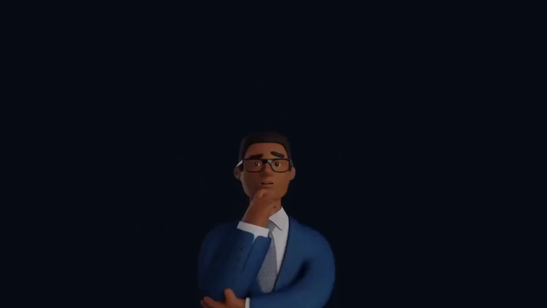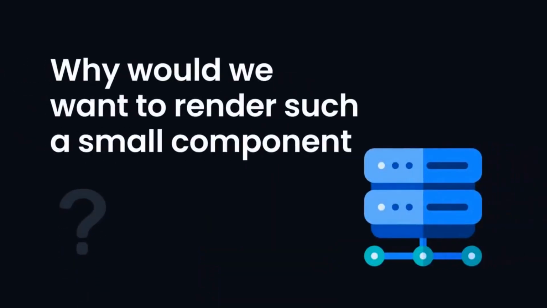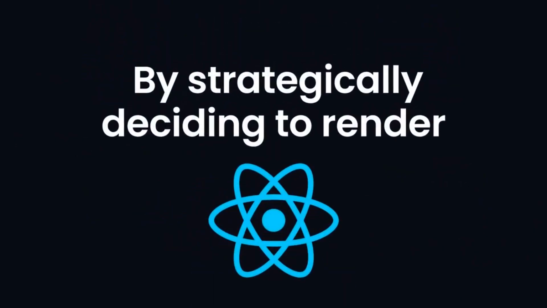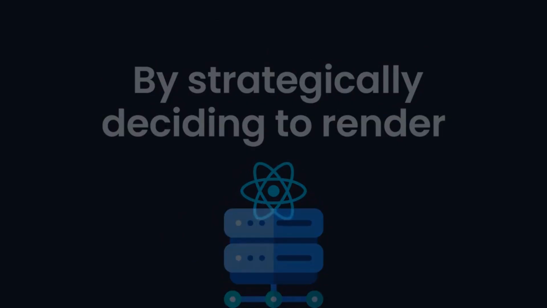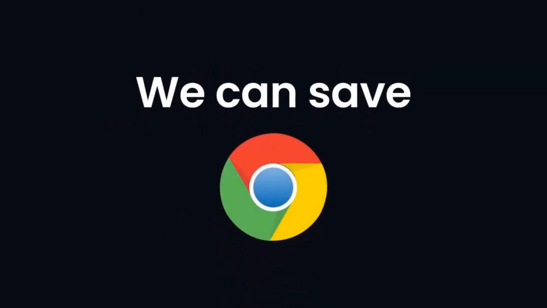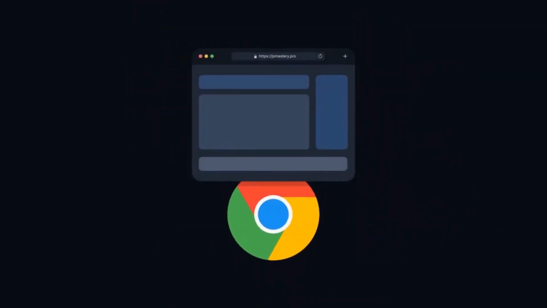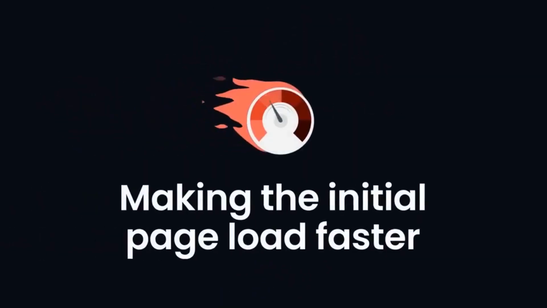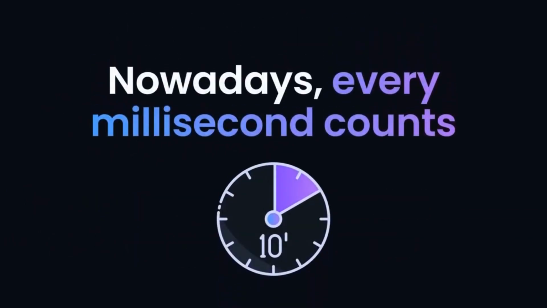But you might be wondering, why would you want to render such a small component on the server side? Well, think about it. By strategically deciding to render certain components on the server side, we can save users' browsers from doing extra work with JavaScript to show these components. Instead, we get the initial HTML code for these components, which the browser can display immediately. This reduces the size of the JavaScript bundle, making the initial page load faster. And nowadays, every millisecond counts.